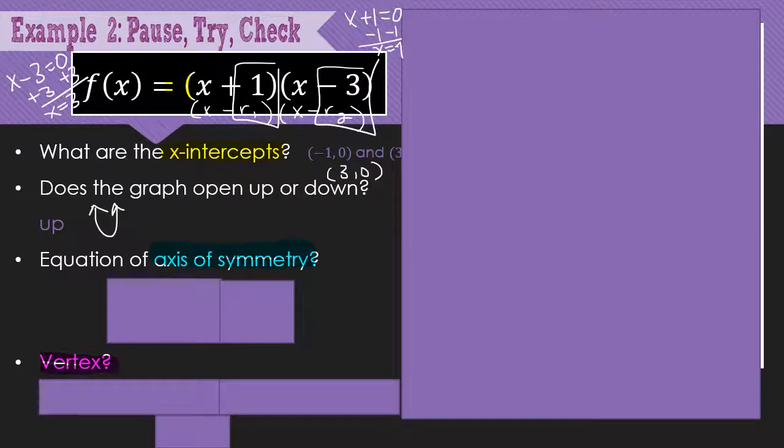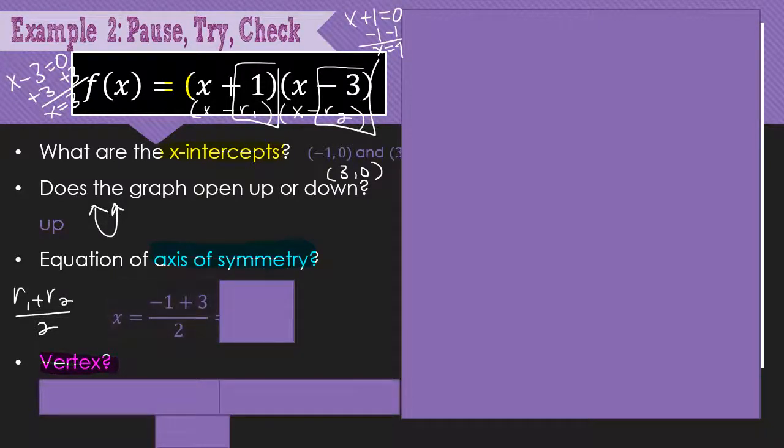The axis of symmetry, we take our values of r1, and we add it to r2, and then we divide by 2. We're finding the midway point between our two x-intercepts. So I have -1 plus 3, those were my two intercepts, all divided by 2. And that's just 2 over 2, or 1. Okay, so my axis of symmetry is at x equals 1.